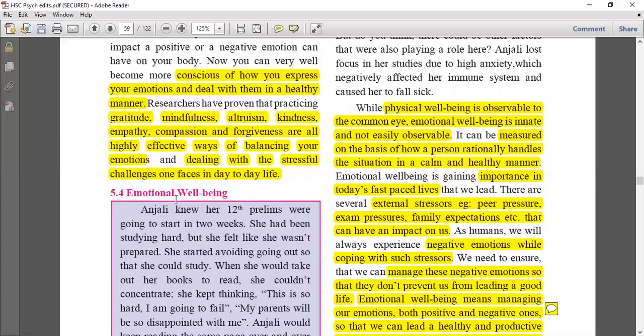So research has proven that gratitude, mindfulness is living in the moment. Gratitude is being grateful, saying thanks for things that you have. Altruism is basically helping behavior. Okay, kindness, empathy. Empathy is putting yourself in other people's shoes, so understanding what they are going through.